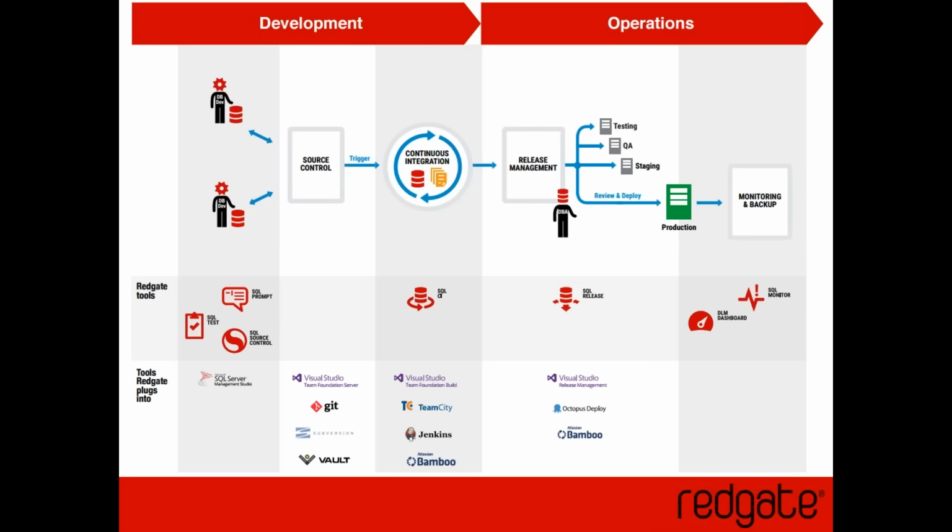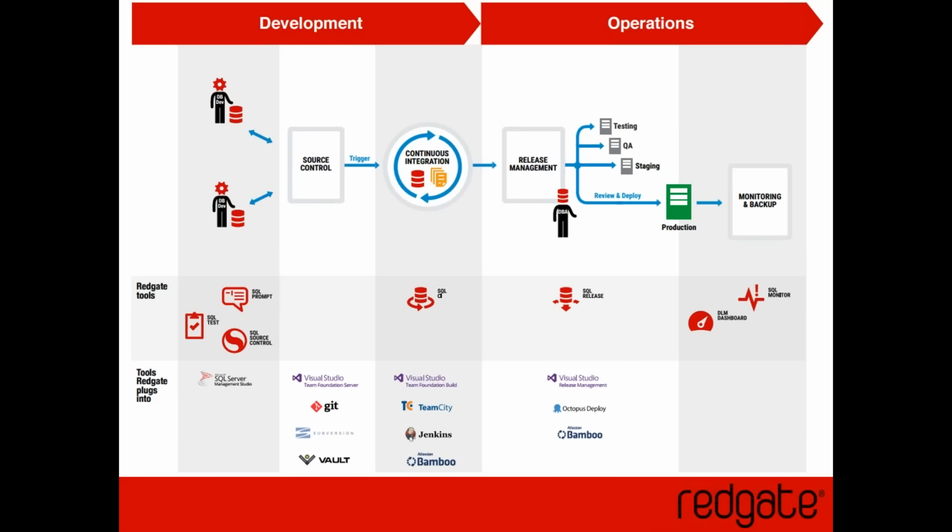Across the top, you have the flow of how our software works. From left to right, it goes from development to operations. So on the left-hand side, we've got our developers on the very top. They're working, typically on their laptops or desktops. They're working in their own environments.